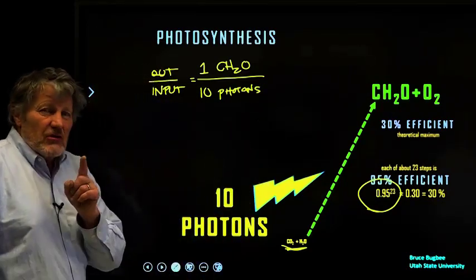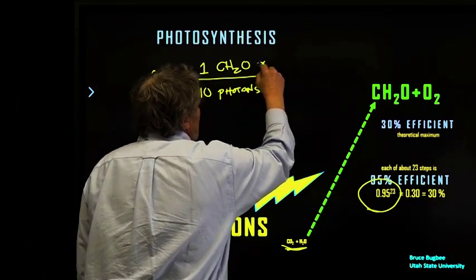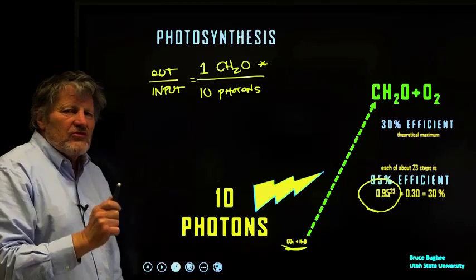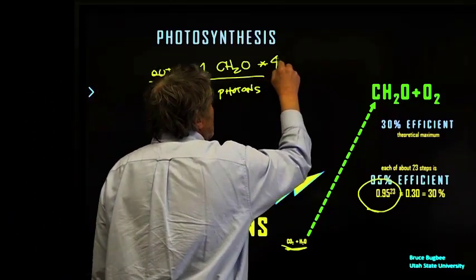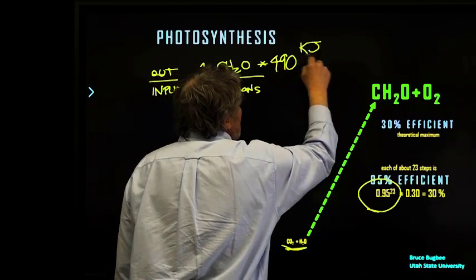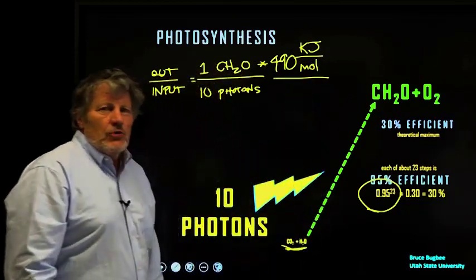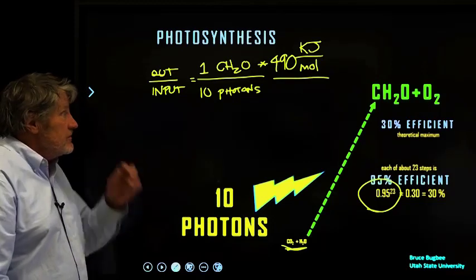Now let's see if we can calculate the efficiency of this. For 1 gram of sucrose, 1 mole of carbon in sucrose is 490 kilojoules per mole. You can look that up in a book. This is just sucrose now, the first step out of photosynthesis.